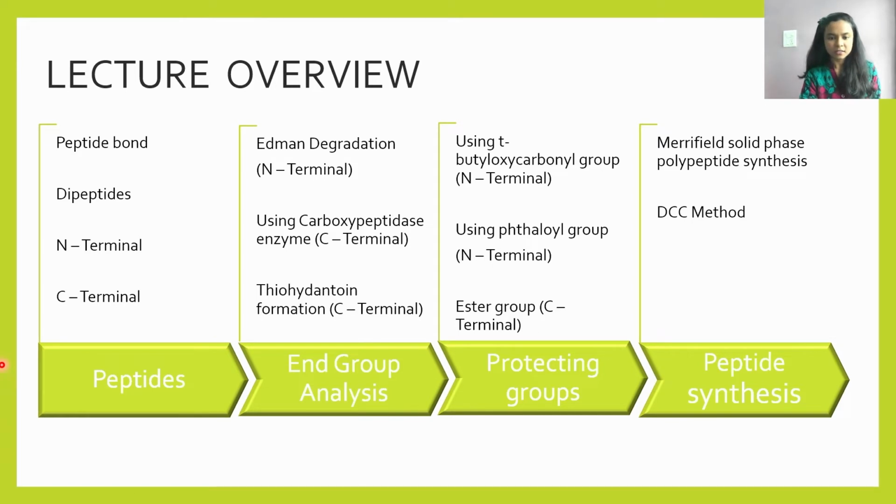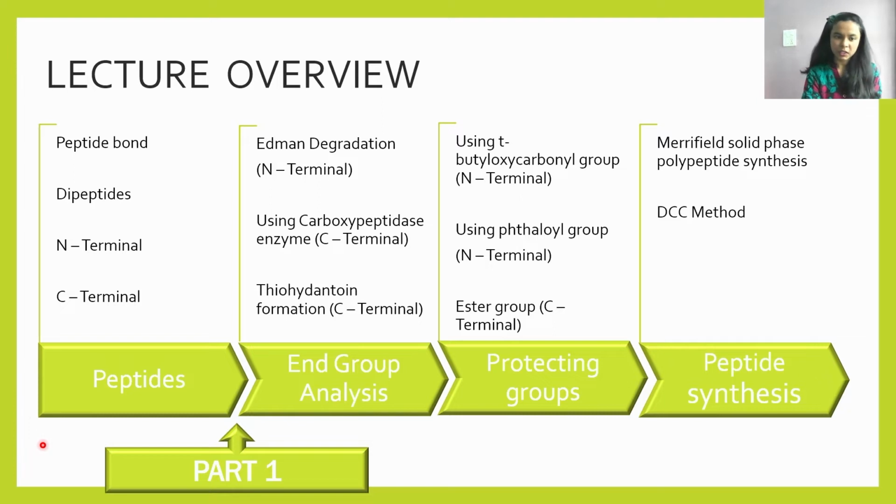This lecture is divided into two parts. The first part would be covered in this video, where we'll be talking about the basics of peptides, what is a peptide bond, what are dipeptides, tripeptides, and the N and C terminal of a peptide. The second topic we'll be doing is the end group analysis, where we will be analyzing how we determine what amino acid is there on the N terminal and the C terminal of a peptide. We'll be doing it by three different methods.